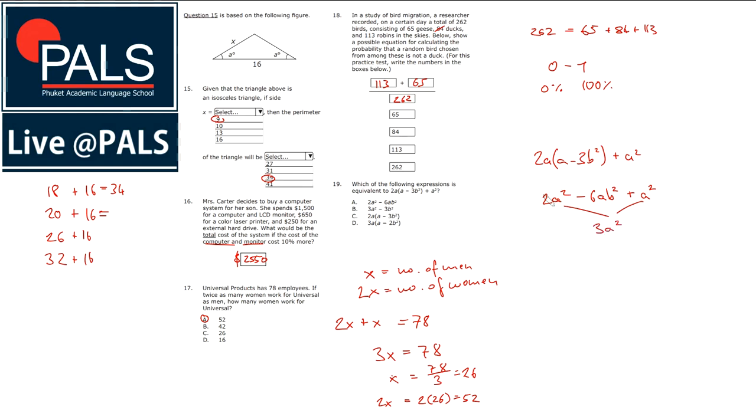3a squared. Again, 2a squared we could as well write as a squared plus a squared, and then we have another a squared here. Now we can summarize this as how many a squareds do we have? We have 3. So 3a squared minus 6ab squared. Is that a possible answer? No, it's not.